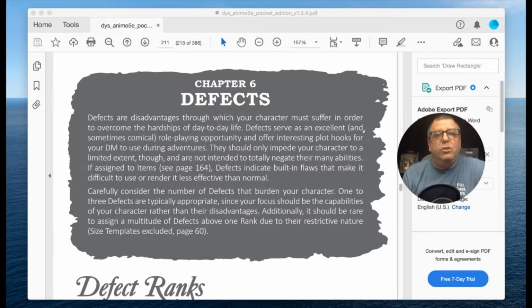1 to 3 defects are typically appropriate, since your focus should be on the capabilities of your character rather than their disadvantages. Additionally, it should be rare to assign a multitude of defects above 1 rank due to the restrictive nature. Now, I think defects, like flaws, are powerful, like it says, role-playing tools.